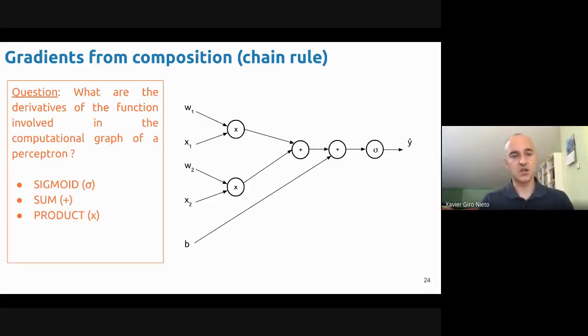Let's take this idea to our exercise, which was computing the gradients for the perceptron. Remember that what we need to do is to know the partial derivatives of the operations in the computational graph, so that when we know them, we can evaluate them at the point of operation. In this computational graph, we have three types of operations. The sigmoid, we have a sigmoid over here. A sum, we have two sums over here, and products. We have two products over here. So the first thing we need to do is to know the value of the derivative of these three functions. So let's compute them.